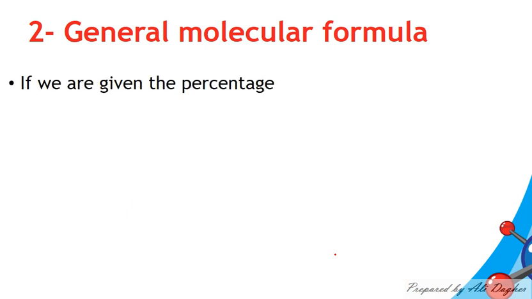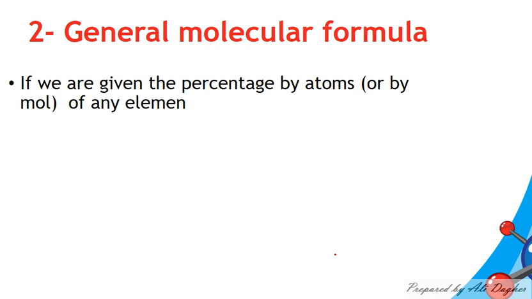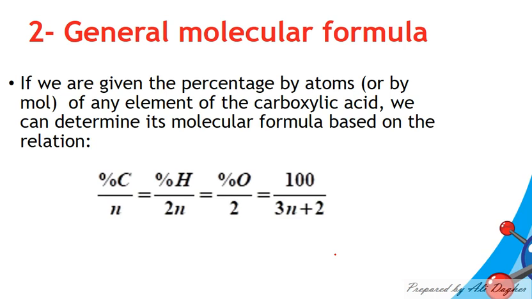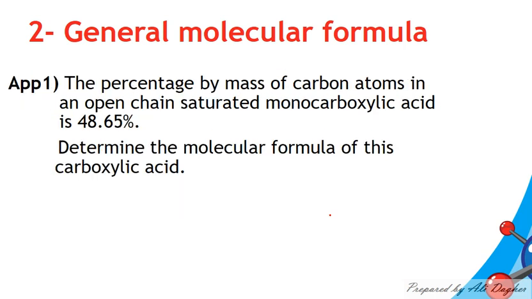But if we are given the percentage by atoms or by mole of any element of the carboxylic acid, we can determine its molecular formula based on the relation: percentage of carbon over number of carbon atoms n equals percentage of hydrogen over number of hydrogen atoms 2n equals percentage of oxygen over 2, the number of oxygen, equals 100 over the total number of atoms or atomicity of the carboxylic acid, which is n plus 2n plus 2, 3n plus 2, the total number of atoms in the carboxylic acid.